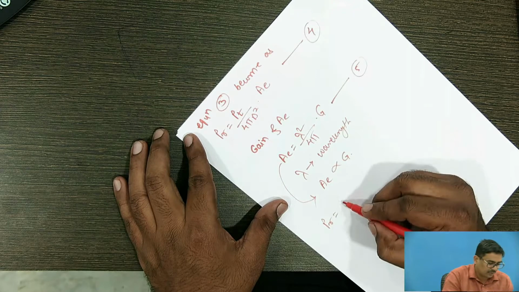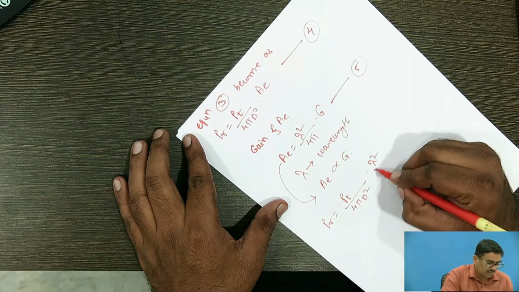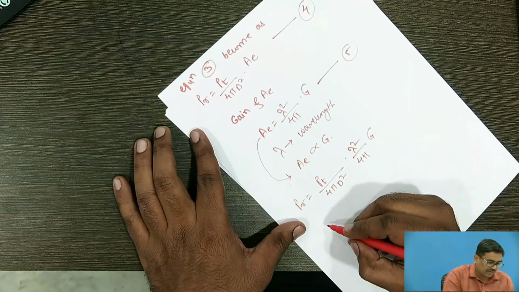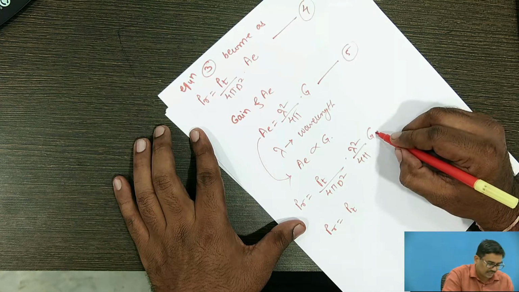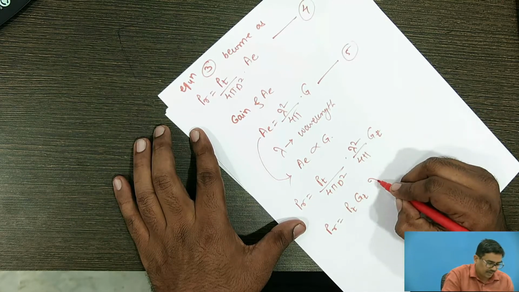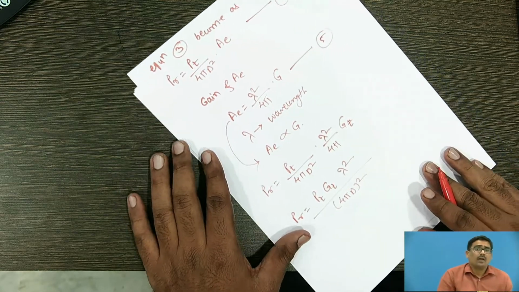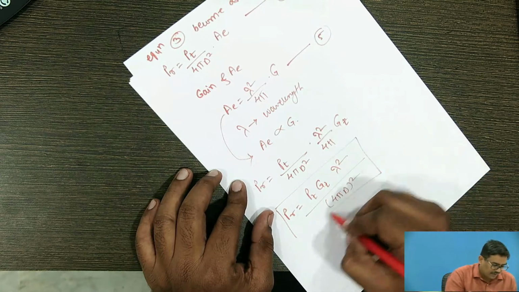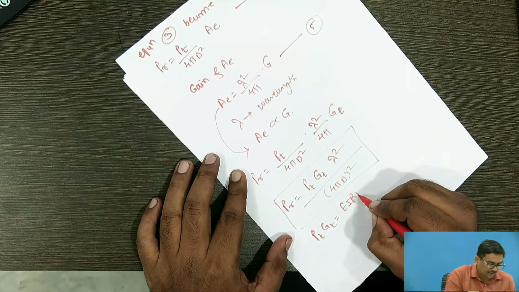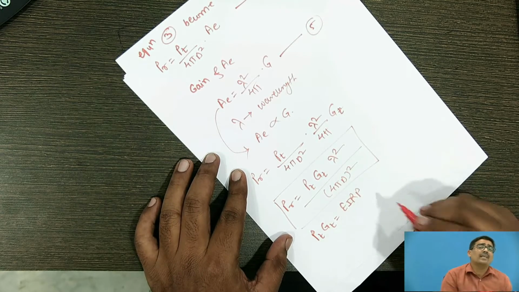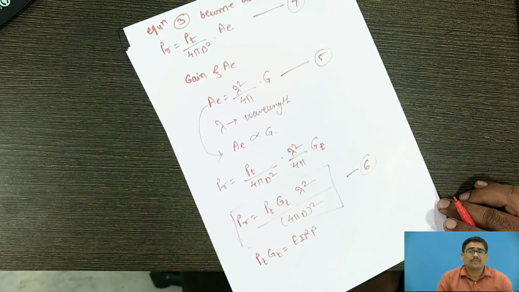We get PR is equal to PT divided by 4 pi d square into lambda square by 4 pi, that is G. So rearranging this equation, we get PR is equal to PT GT into lambda square divided by (4 pi d) bracket square. Now this is called the Friis equation. PT GT is called the EIRP, effective isotropic radiated power of the antenna. So this equation number 6 is given as the free space equation.